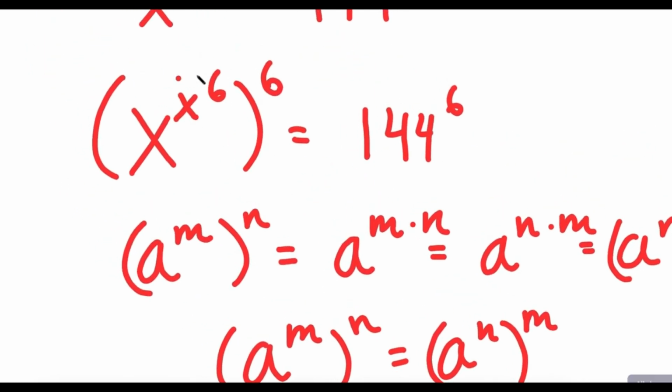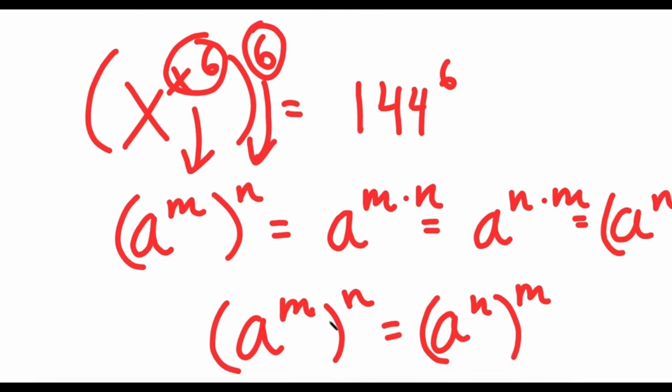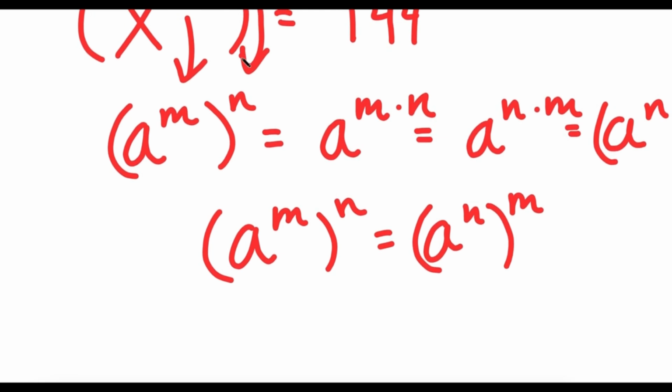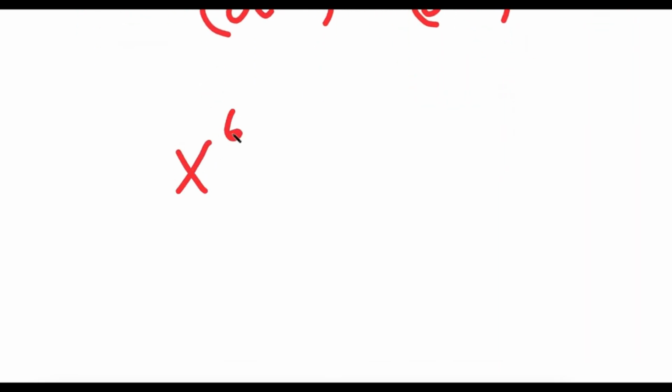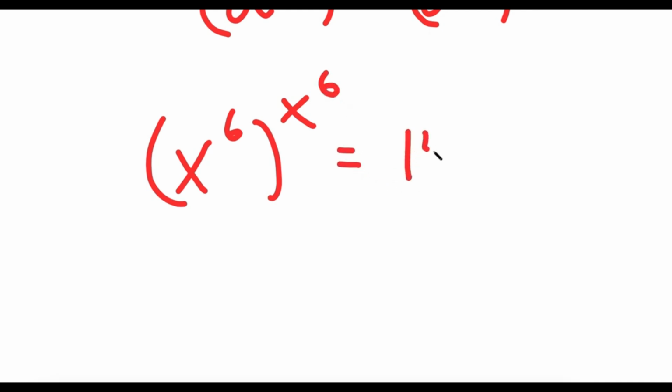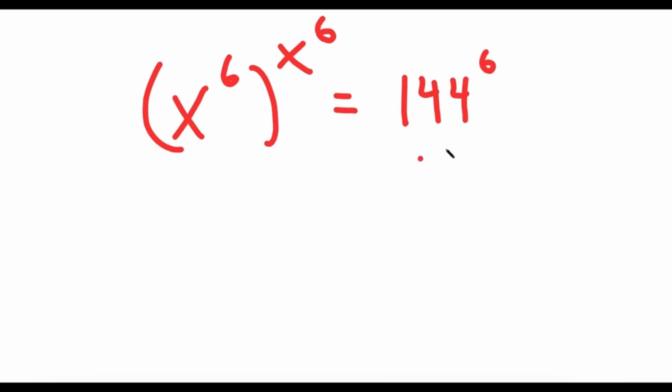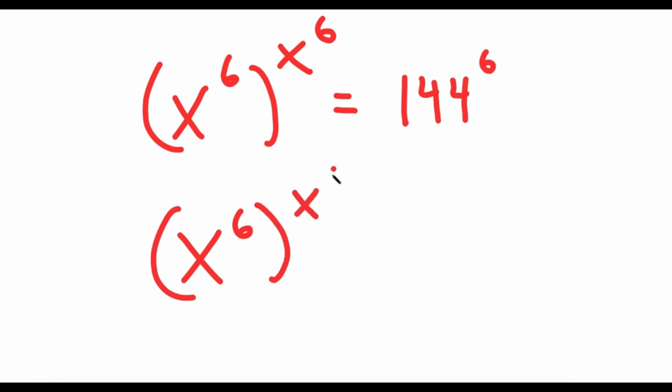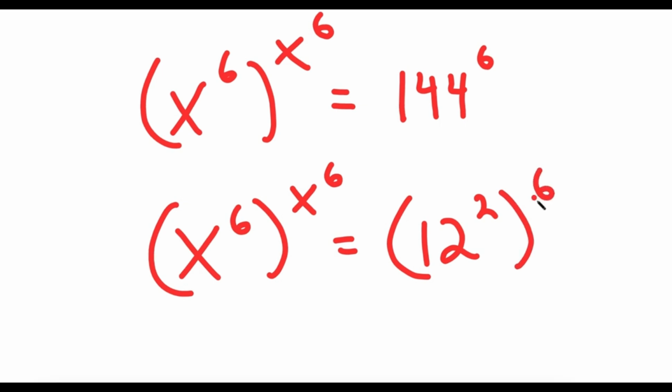So now that we know this, we can think of x to the power of 6 as m and 6 as n, and using this property, I'm going to switch these two places. So now I have x to the power of 6 to the power of x to the power of 6 is equal to 144 to the power of 6. So now from here, 144 is the same thing as 12 squared. So I get x to the power of 6 to the power of x to the power of 6 is equal to 12 squared to the power of 6.